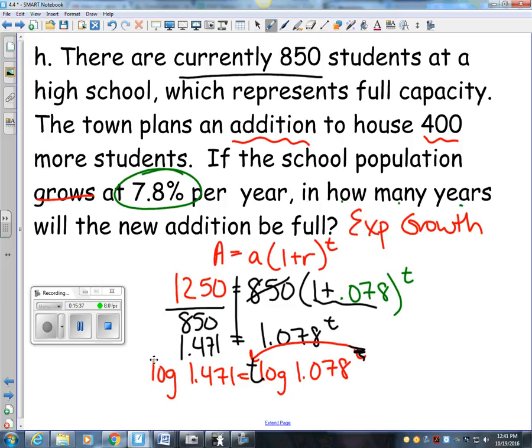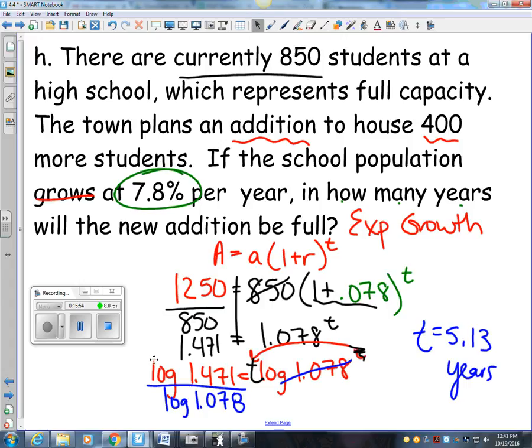And then the last thing you do is divide. So you do log of 1.471 divided by log of 1.078. And you get t to be 5.13. t stands for time, so that is years. All right, pause, rewind any parts of this video that you are having trouble understanding.